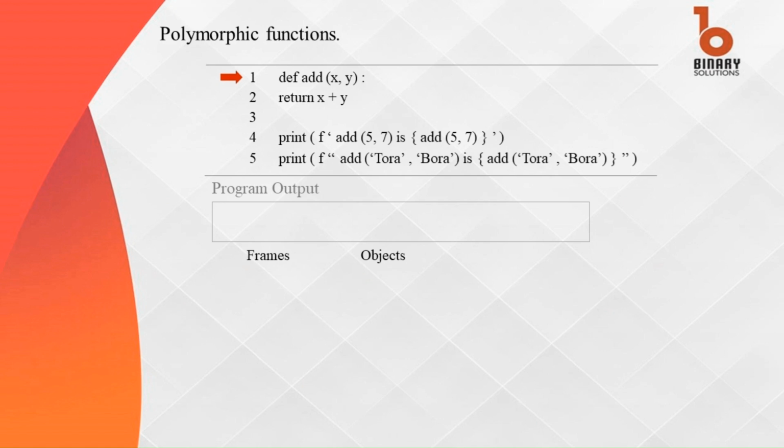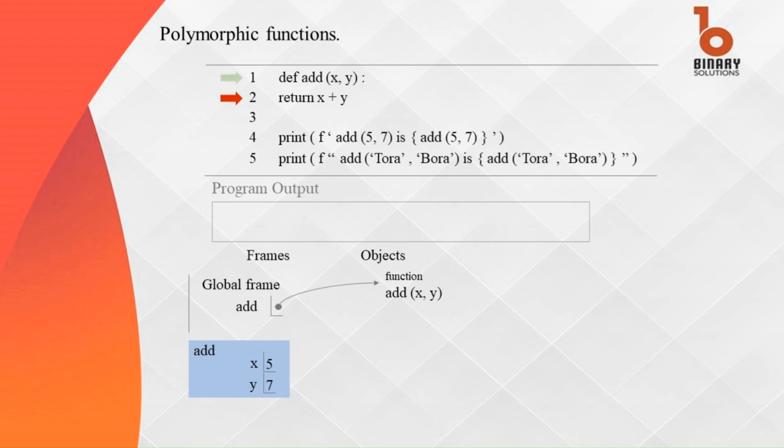Polymorphism allows us to write a single function that can handle various data types, providing flexibility to the programmer. When the function is called with two integers, such as add(5, 7), it performs an addition operation. The add function recognizes that both x and y are integers and returns the sum, which in this case is 12. The function behaves as expected by performing simple arithmetic with numeric data.